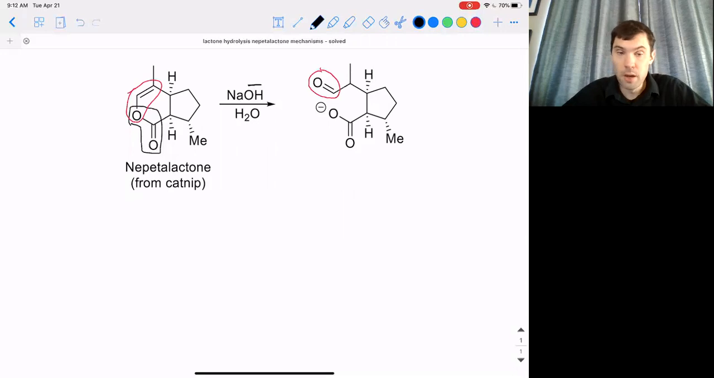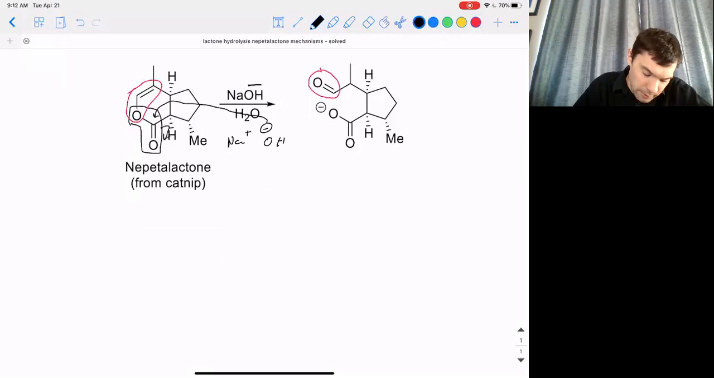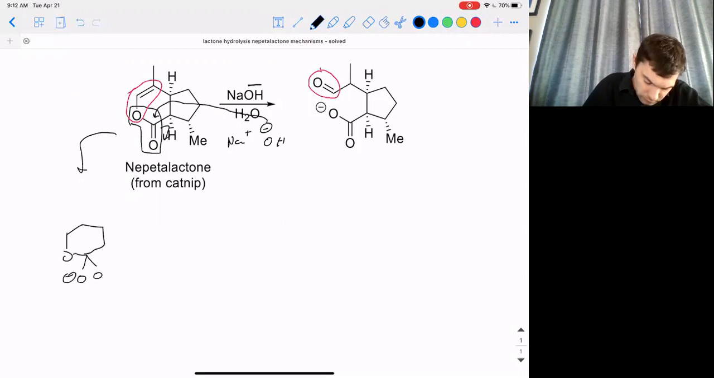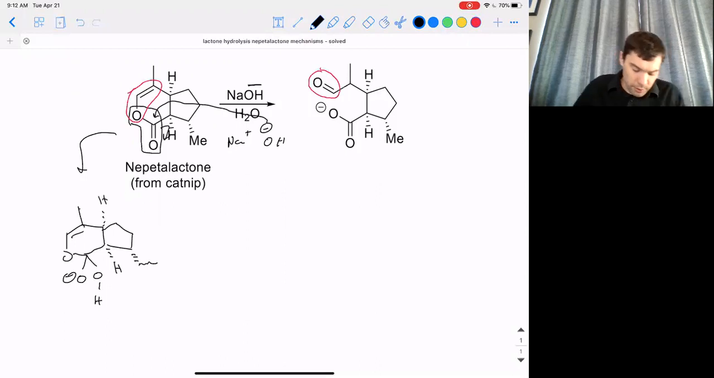All right, welcome back. What I'm going to do here is just talk through the basics of this mechanism. In general, we could start this as any old acyl substitution mechanism, just like hydrolyzing any old ester. So let's just start with sodium hydroxide. So Na plus, and then we have OH minus. I'm going to take that minus and do my attack on the carbonyl. So that then will get me to here. So that works out quite nicely.